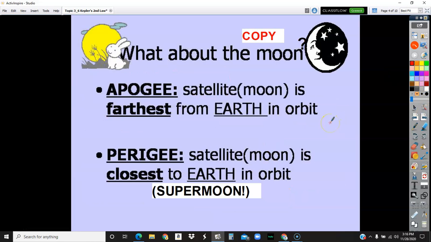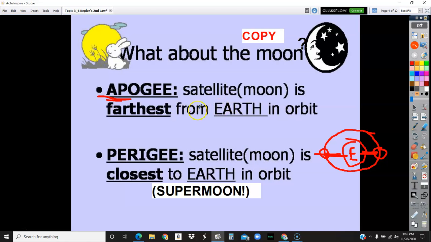Now, the moon also travels in a slightly elliptical orbit. So let's say this is the Earth. And again, I'm drawing with a mouse, so you have to apologize. The moon goes around the Earth in an elliptical orbit. And so the moon is also going to be slightly closer to us at certain times in the month, and other times in the month further away.